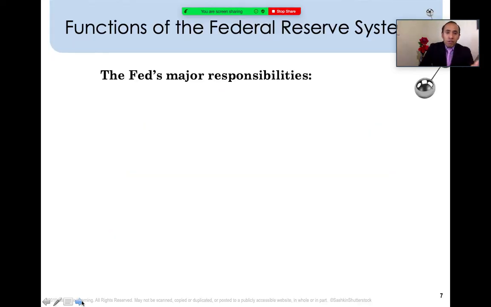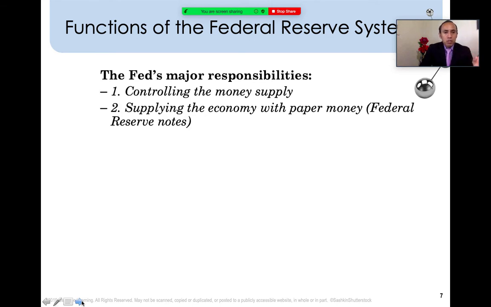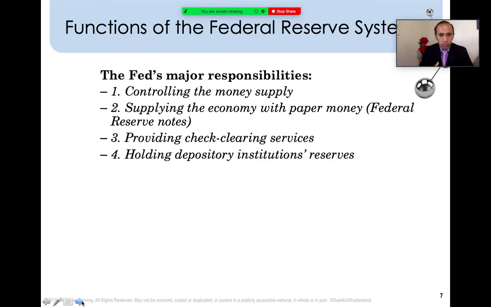Now, the Fed has major responsibilities, and those responsibilities include controlling the money supply, supplying the economy with currency, reserve notes that most of us use for regular transactions or buying and selling goods and services.